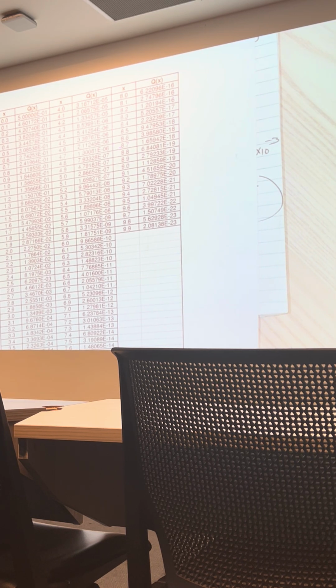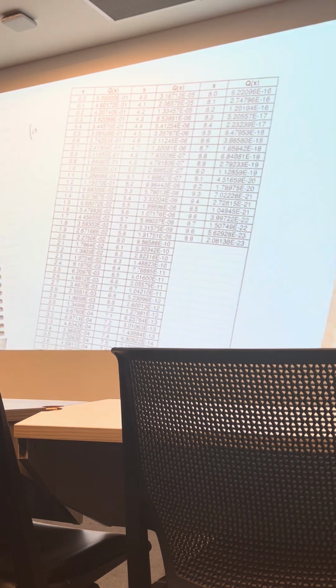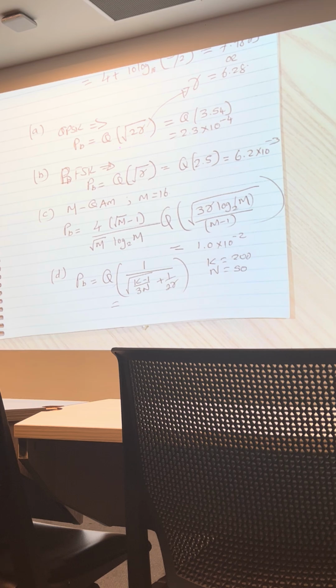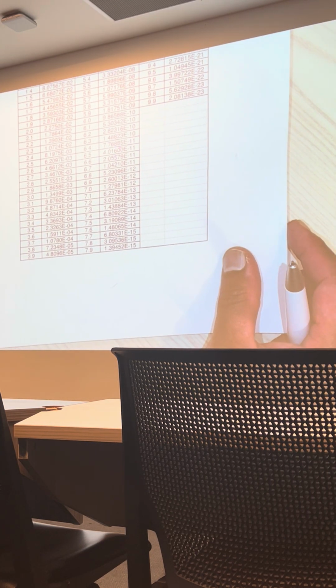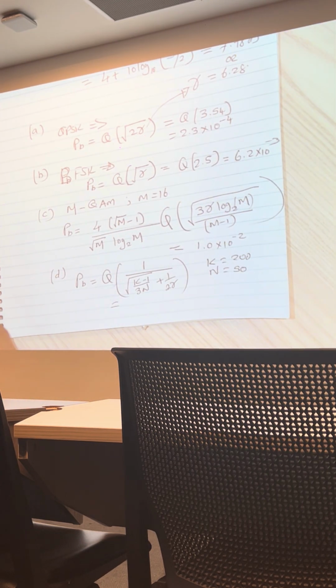Any other questions? All right. So let's move on to the third question. So just clarifying that the gamma there is linear. Linear, right? Yeah. Correct.